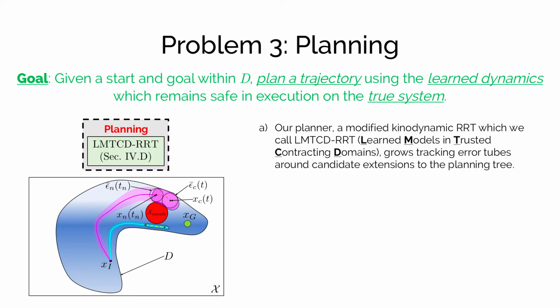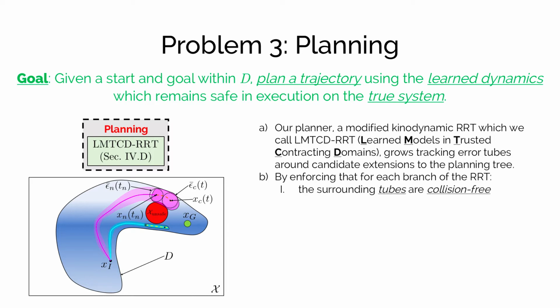We refer to our modified planner as LMTCD-RRT. Our modification relies on growing trajectory tracking error tubes around any candidate extension within the planning tree, and ensuring 1. That the tubes themselves are collision-free. This ensures that the system will not collide when attempting to stabilize around the plan. And 2. That the tubes are fully contained inside the trusted domain D.